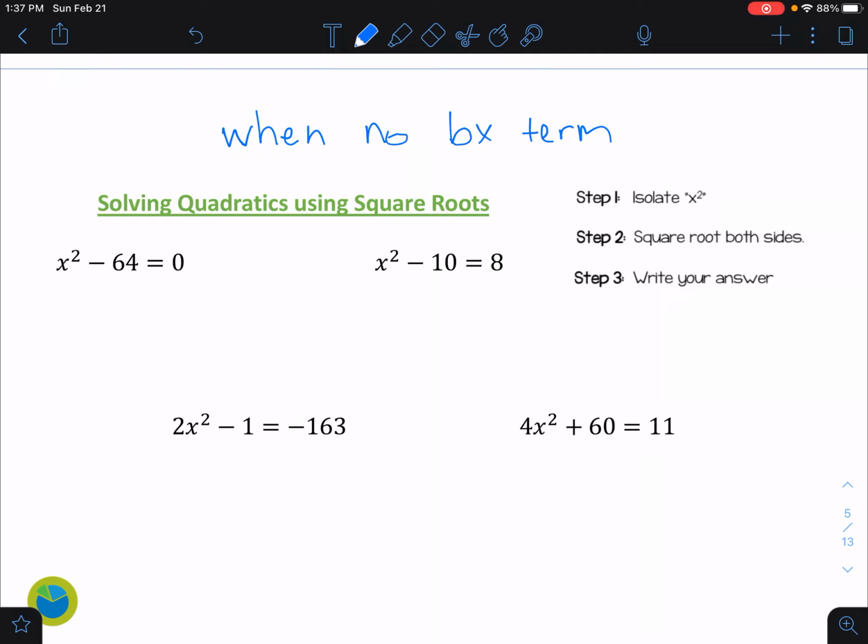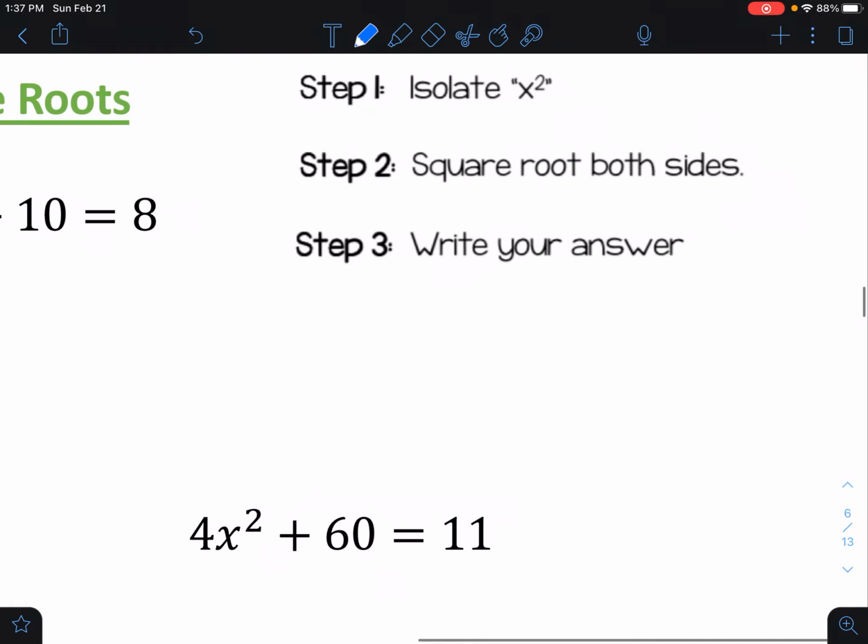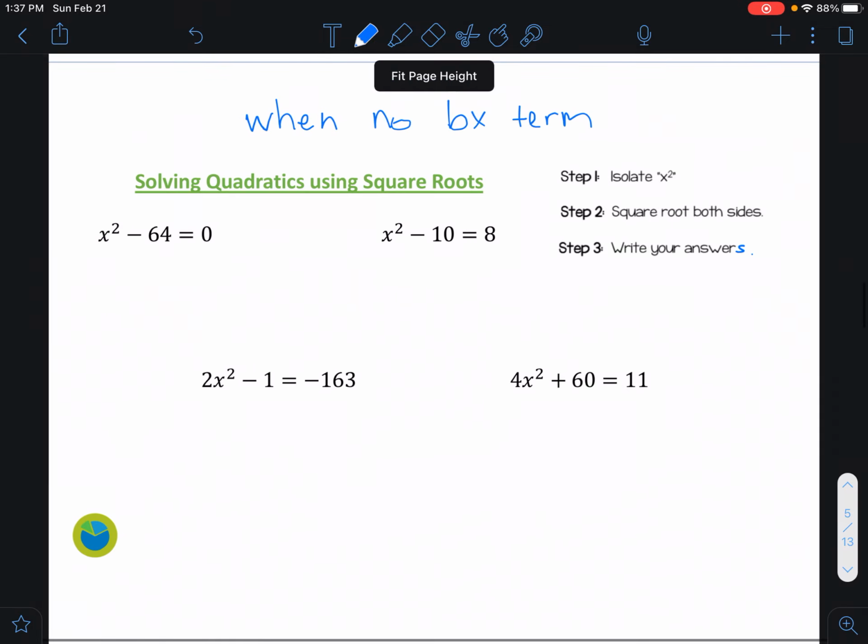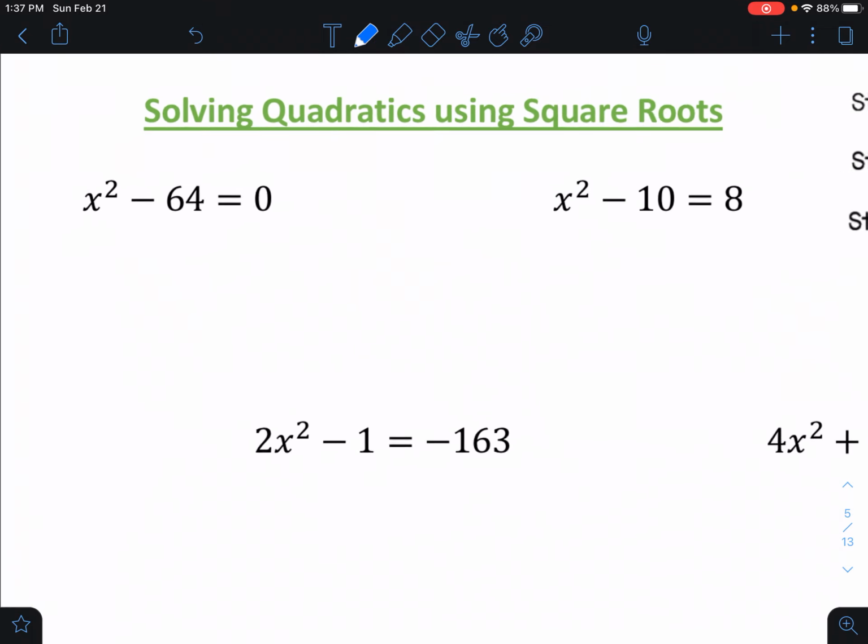Step one, you're going to isolate the x squared. Then you're going to square root to get rid of that square, and then just write your answers. There will be two of them, okay? So how does this work?